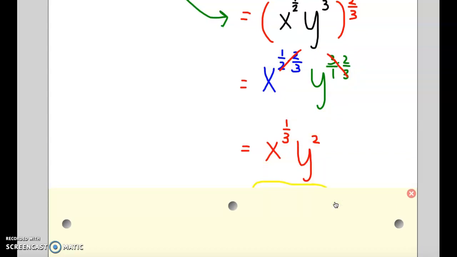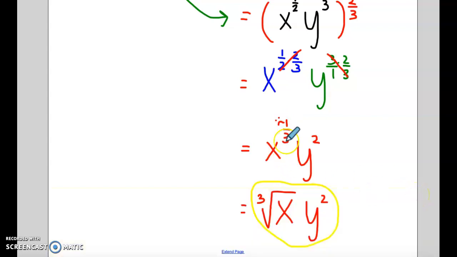Same thing as before, I really do not want rational exponents. So I need to remember how to make x to the 1/3 a radical. I have to write it as a radical. And so I'm going to take my denominator, make it my index, and my numerator, make it my exponent, which I really don't need in this case because it's a 1.